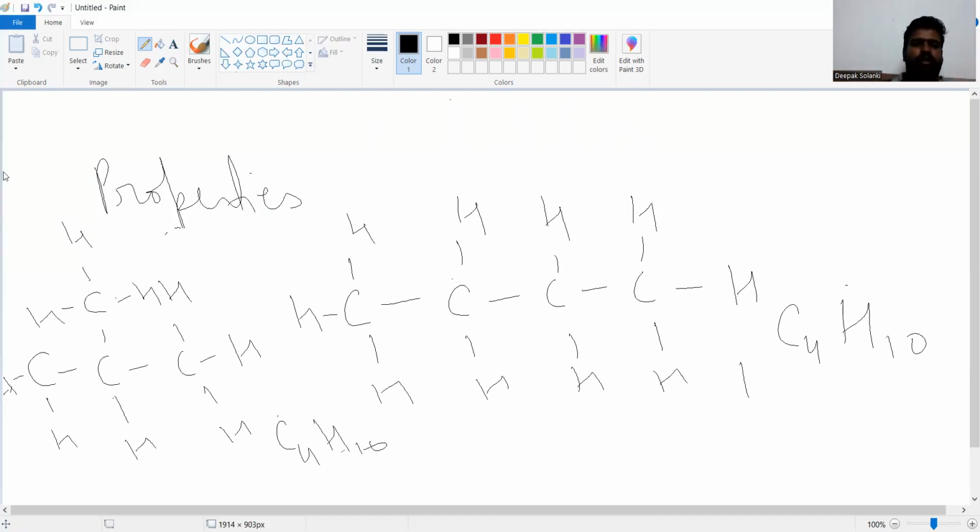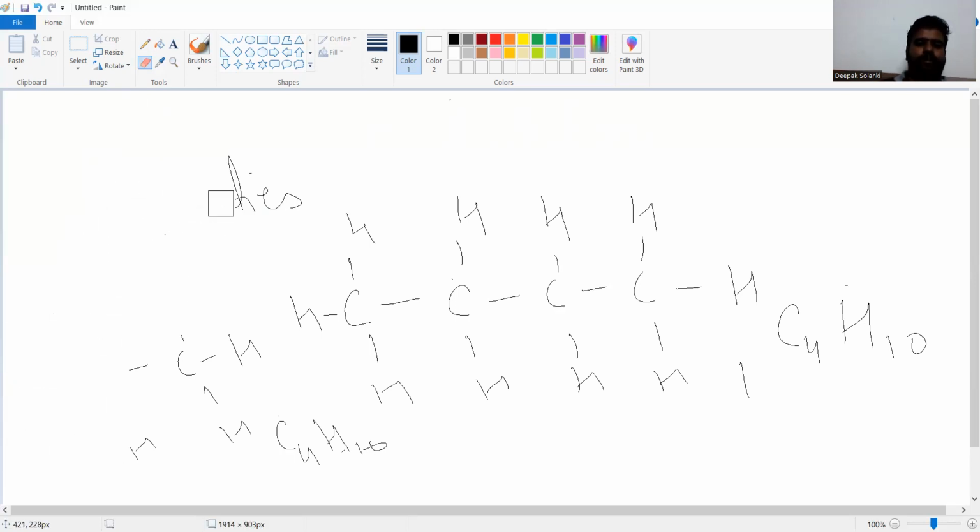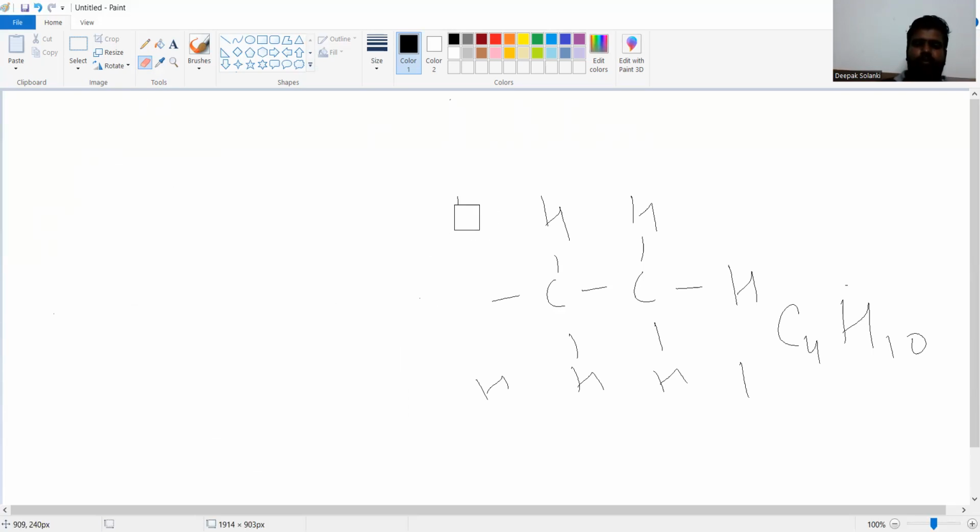So these are the four properties that I have discussed with you. Another part, the second part, the IUPAC nomenclature, and how we can give the nomenclature, the rest of the things we will discuss in the next lecture.